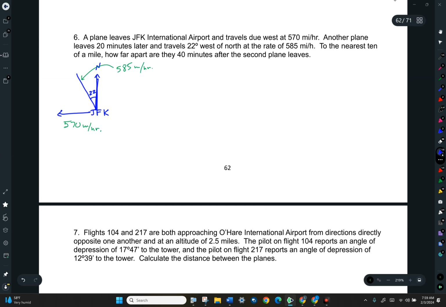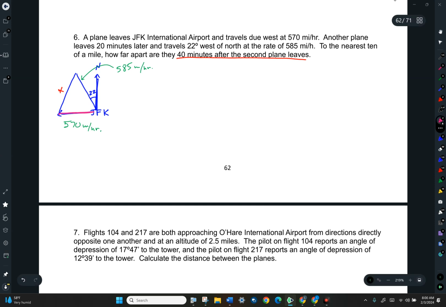To the nearest tenth of a mile, how far apart are they 40 minutes after the second plane leaves? First of all, what we're trying to find is how far apart they are. But it says 40 minutes after the second plane leaves, so in order to find how long each of those sides is, I need to know how long they've been traveling for.